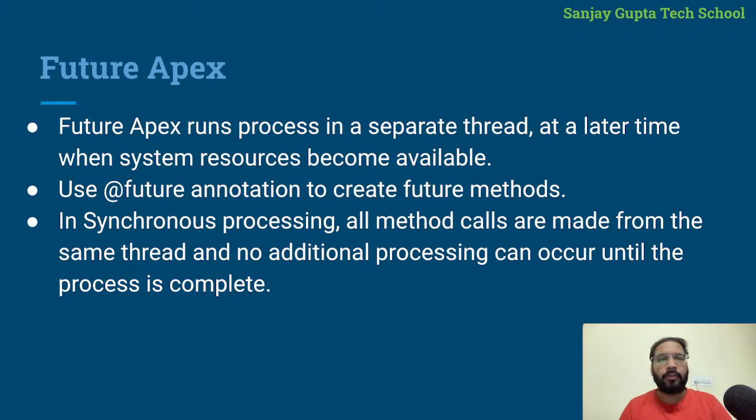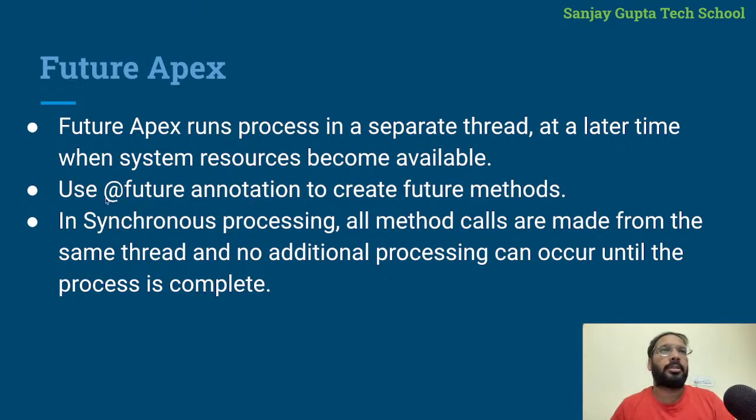So I'm moving forward and explaining the future method. This is the first type of asynchronous process. This type is basically used when you want to call out to external systems through Salesforce. In integration, we prefer this future Apex. In future Apex, we implement future methods. Future Apex runs a process in a separate thread, at a later time when system resources become available. You can use the future annotation to create future methods.